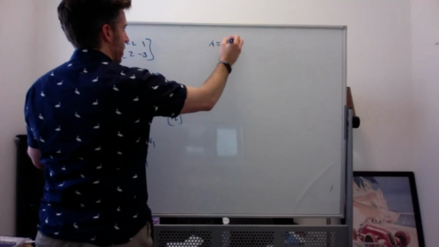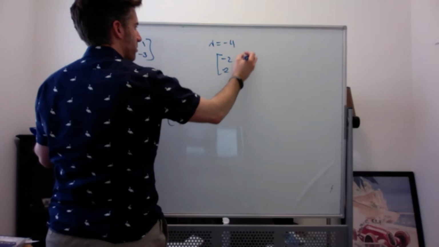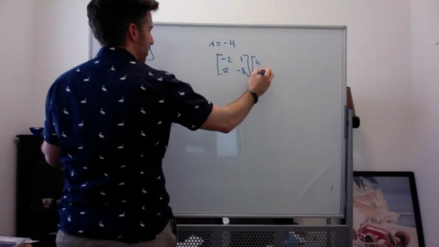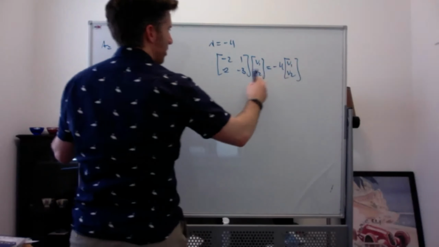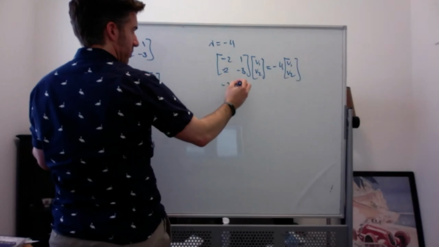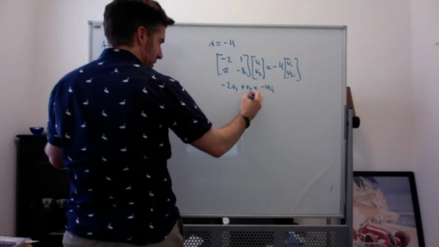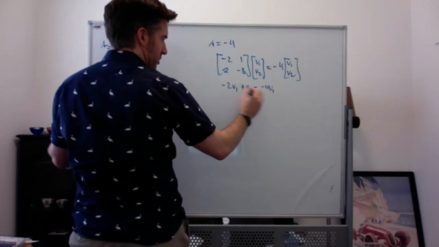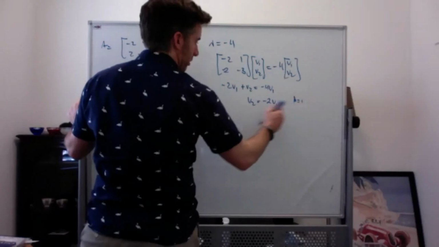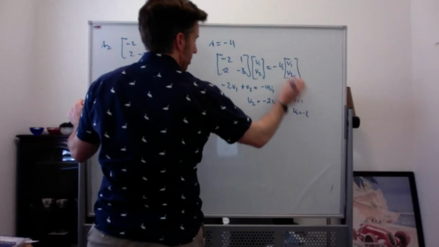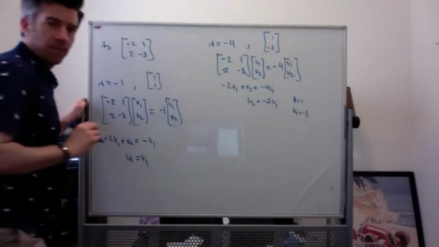For lambda equal to -4, same sort of deal. This times the eigenvector is -4 times the eigenvector. So using the first equation again, I get negative 2v1 plus v2 equals negative 4v1. Add 2v1, so I get v2 equals negative 4 plus 2, which is negative 2. Let v1 equal 1, then v2 is going to be negative 2. So my eigenvector here is 1, negative 2. Okay.